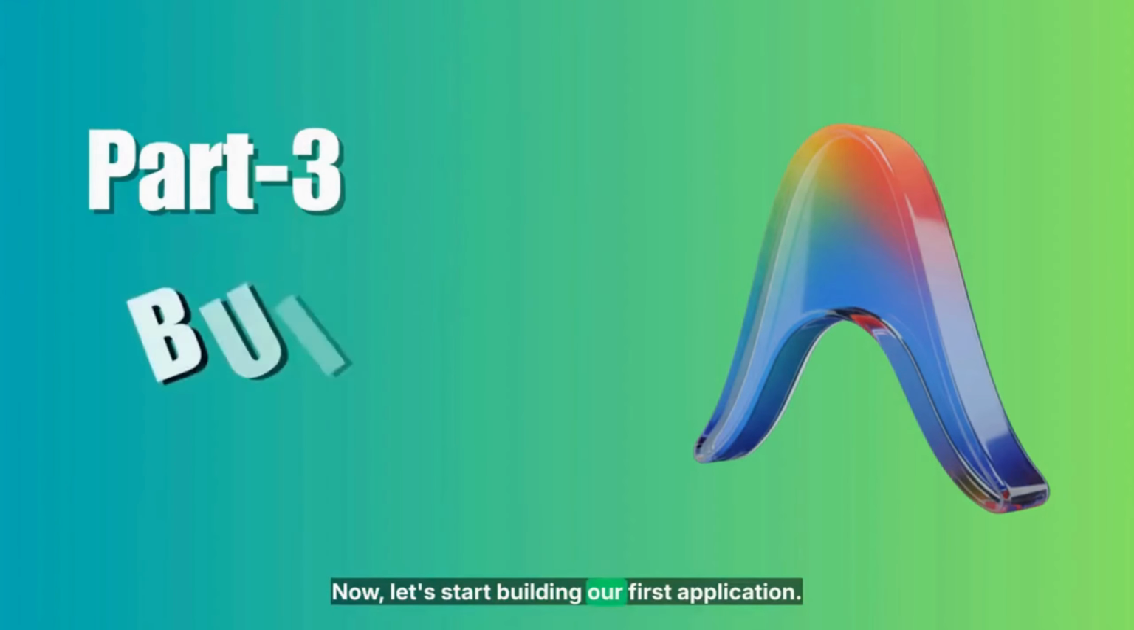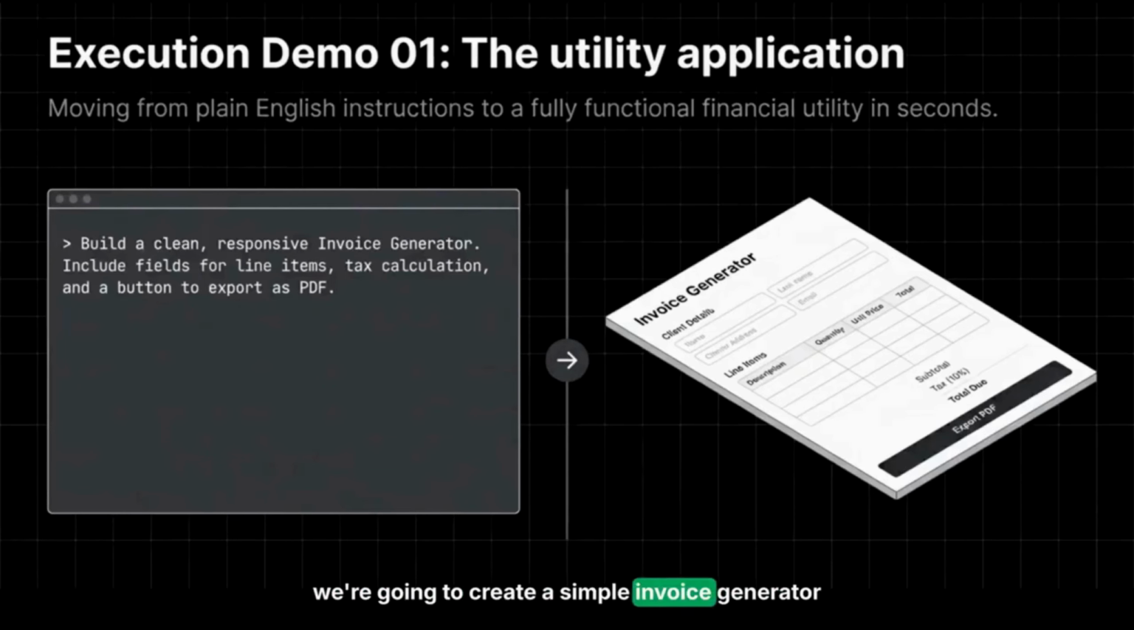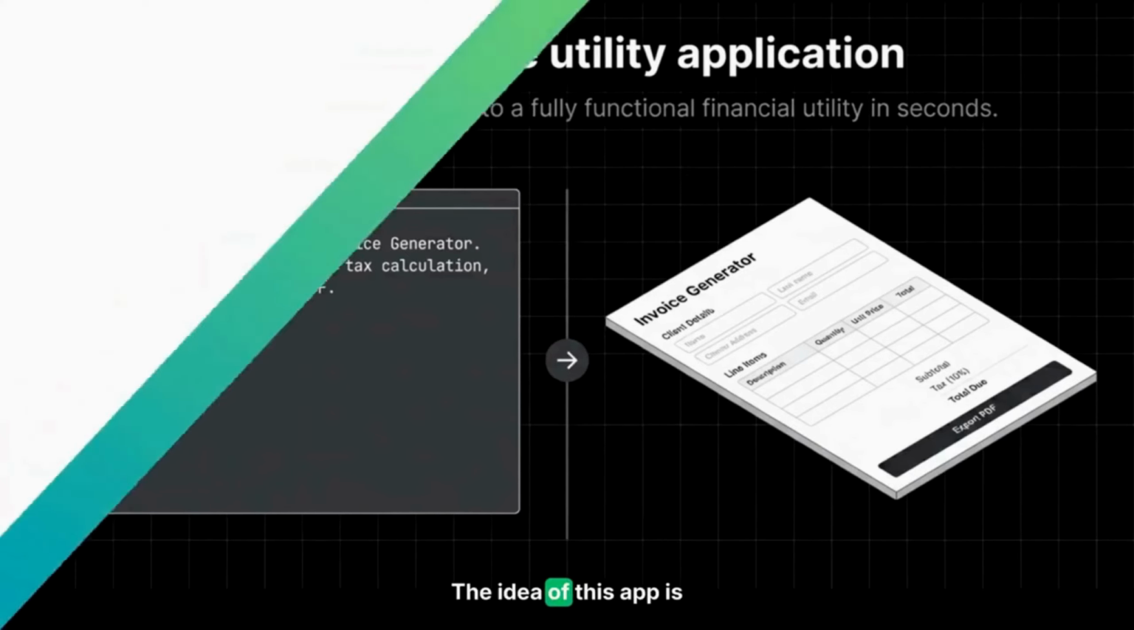Now let's start building our first application. For this demo, we're going to create a simple invoice generator app using Google Antigravity. This is a very practical tool that freelancers, agencies, and small businesses use to quickly generate professional invoices for their clients. The idea of this app is simple.